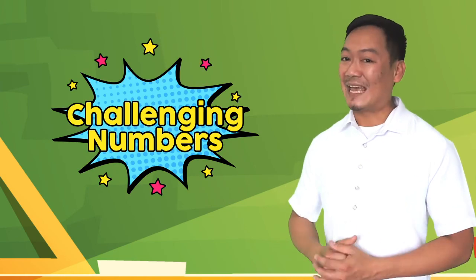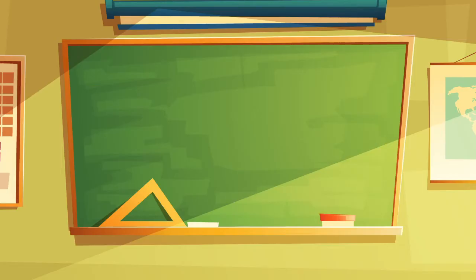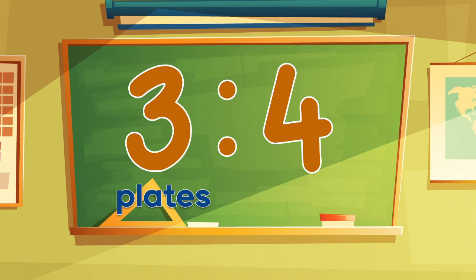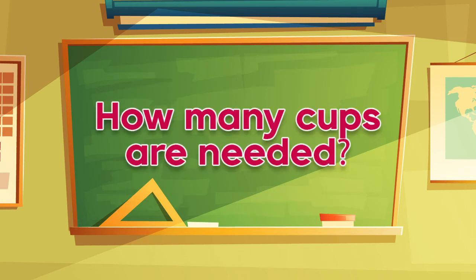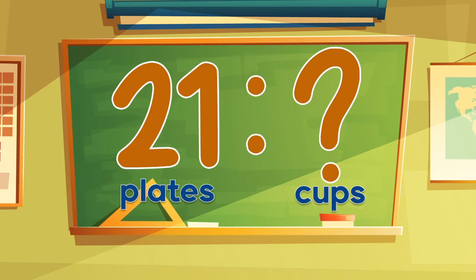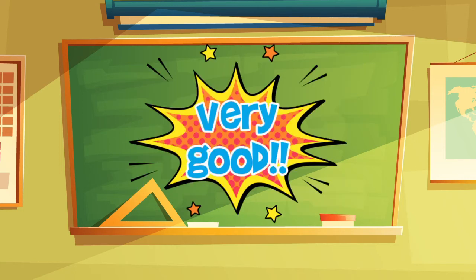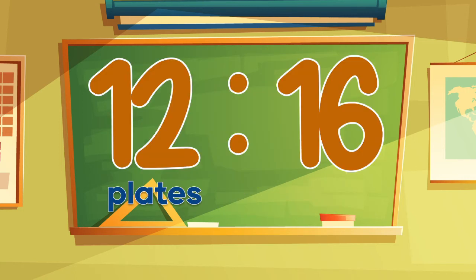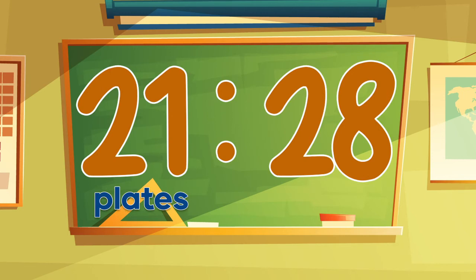Now how about some more challenging numbers? If the ratio of the number of plates to the number of cups is 3 to 4, tell me how many cups are needed for 12 plates. How about 21 plates? Very good. 12 plates need 16 cups, while 21 plates need 28 cups.